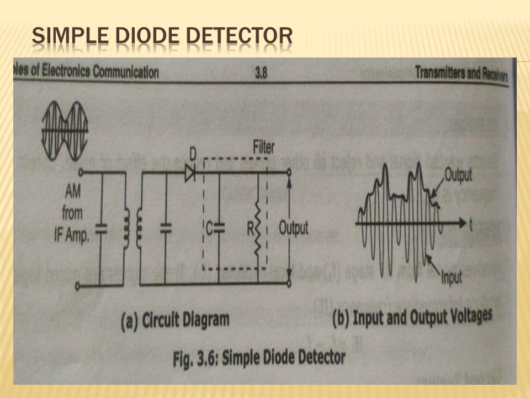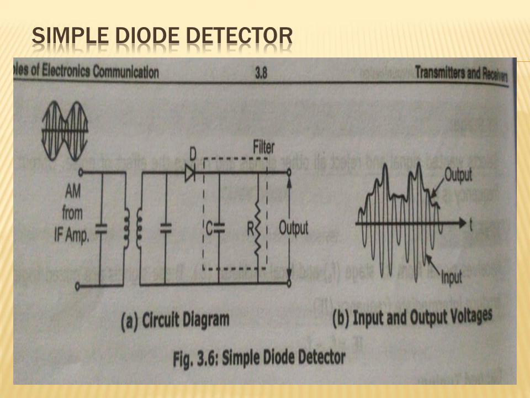So the figure shows the simple diode detector circuit. The AM signal is applied to the primary winding, which is coupled with the secondary winding. For the positive half cycle of the AM signal, the diode is forward biased, so the capacitor charges to its maximum value. For the negative half cycle of the AM wave, the diode is reverse biased, that is in off condition, so the capacitor discharges through R.